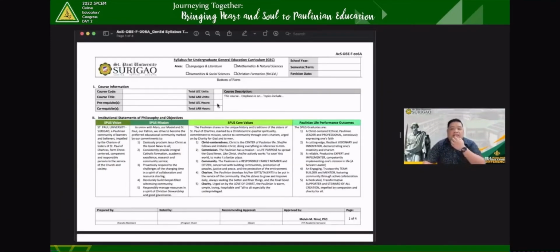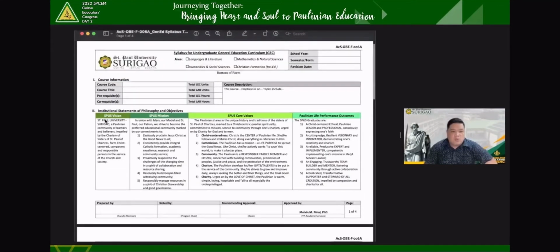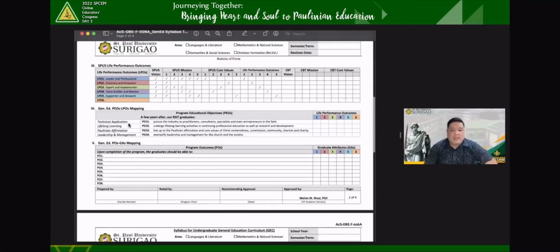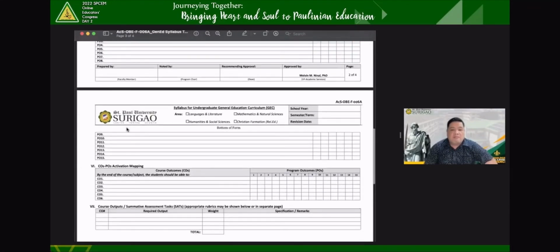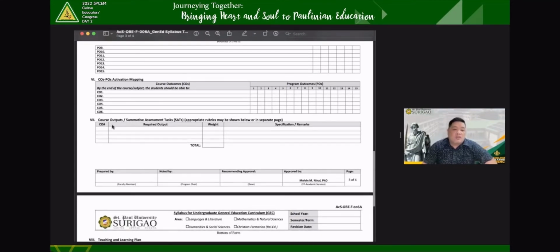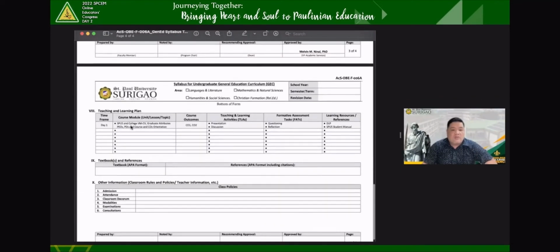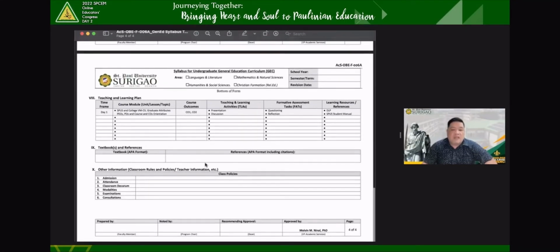So here, this is our syllabus template for Gen Ed. If you notice, all of these part 2, part 3, and part 4, as well as part 5 and part 6 are actually taken from the mappings and matrices that I presented a while ago. And then we proceed to the course outputs. This will be the basis for the grades. And then with that, we have the teaching and learning plan, textbooks, and other information.